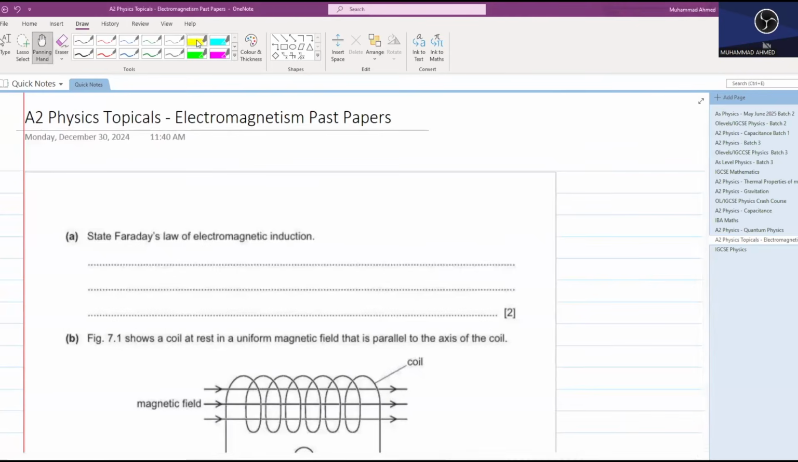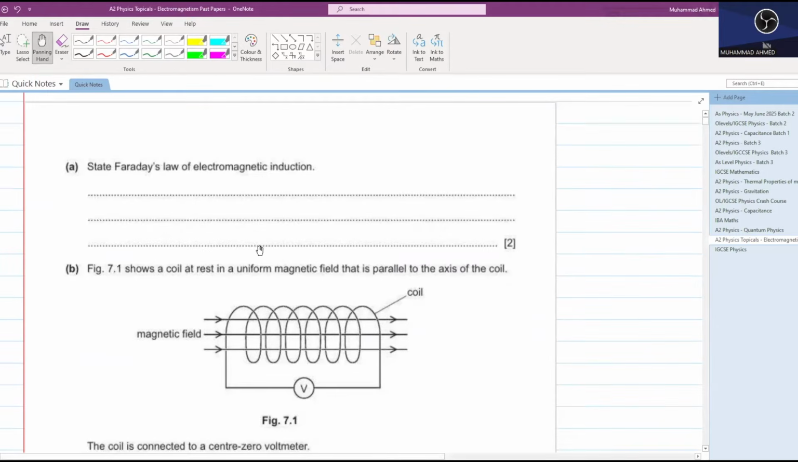Okay, students. So today we are going to start with A2 Physics topical past papers for the chapter of electromagnetism. This is your chapter number 9. Okay. And don't worry about this PDF.